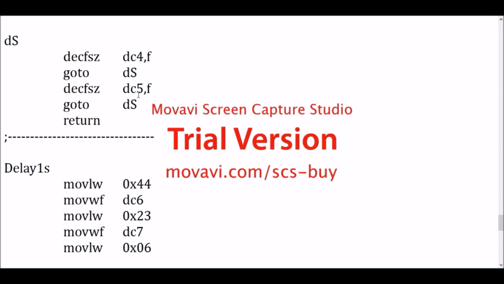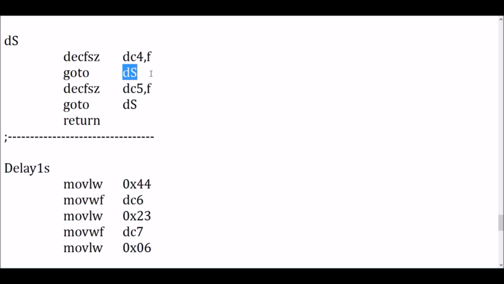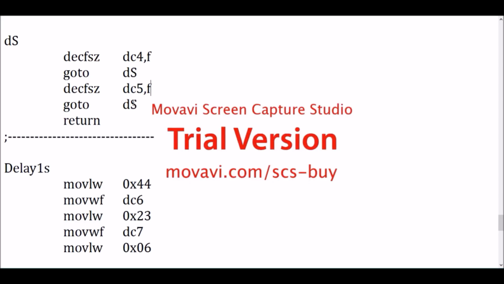Here, we will be reducing again the number of bits until DC4 is equal to F. Then we can call DS with the value of DC4. Then we can reduce again the number of bits until DC5 is equal to F. Then we can call again the DS with the new value of DC5.